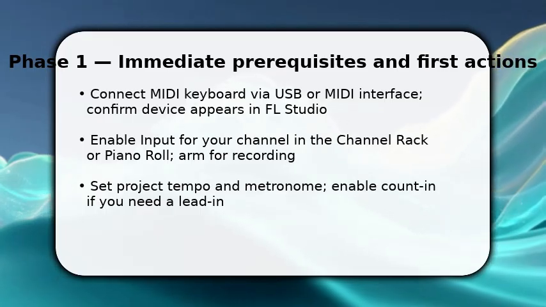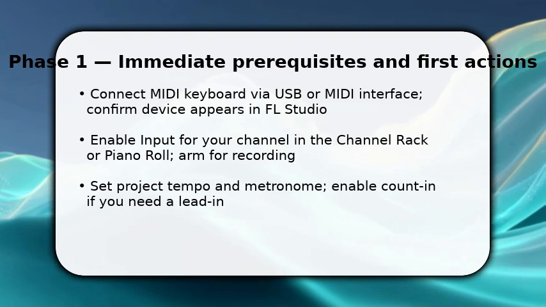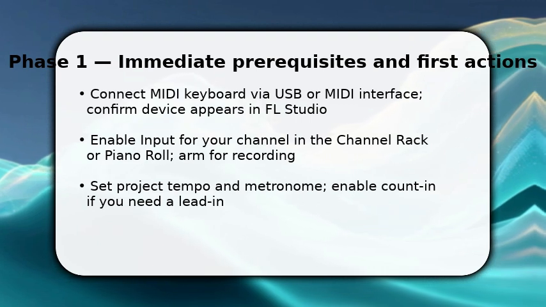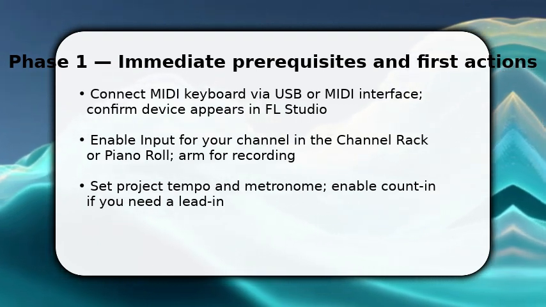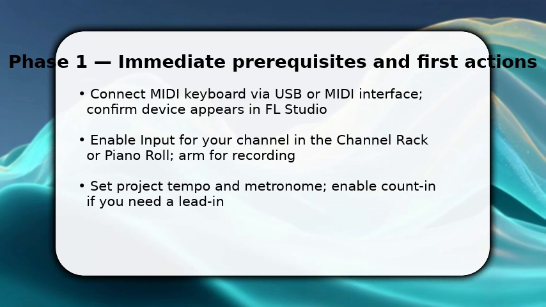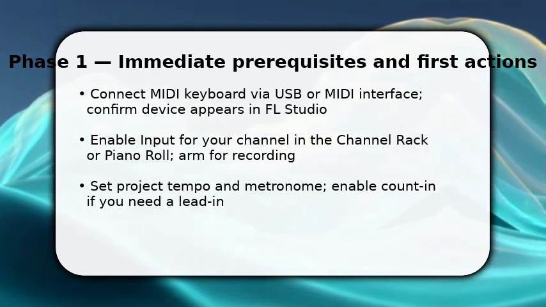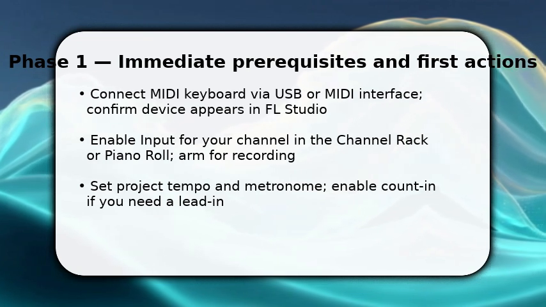You start by confirming your MIDI input and arming a channel. First, connect your controller and open FL Studio's MIDI settings. Make sure the device is enabled. Then, pick the instrument channel and open the piano roll or channel rack. Set the input and arm it for recording so FL accepts notes.